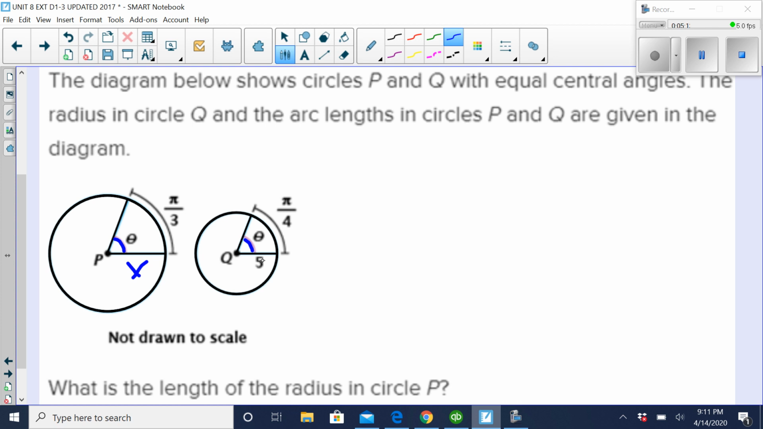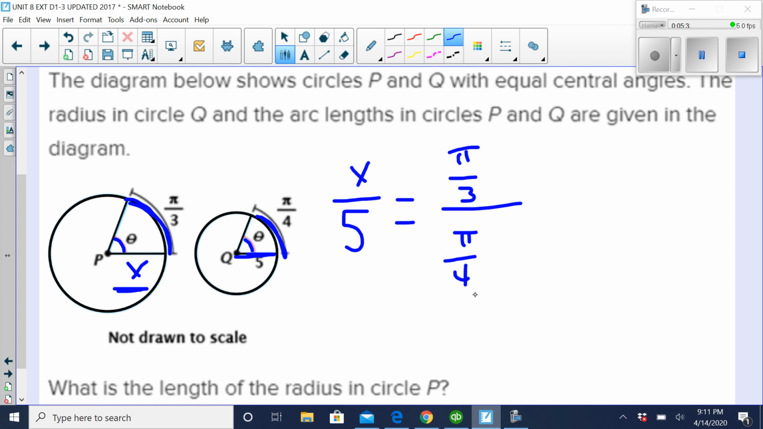What we can compare between the two figures is, I could say that the radius of my first circle corresponds to the radius of the second circle, which is 5. Okay, and then I can use the arc lengths as well. So the arc length here would be pi over 3, and it would correspond to this arc length, which is going to be pi over 4. How do I solve my proportion? Well, I'm really just going to cross multiply.